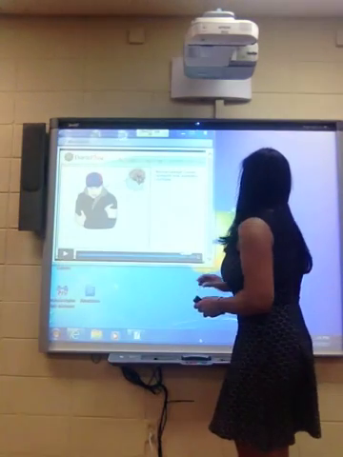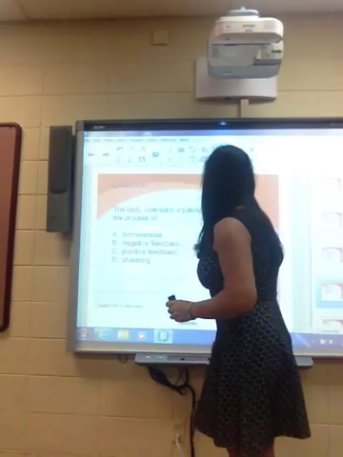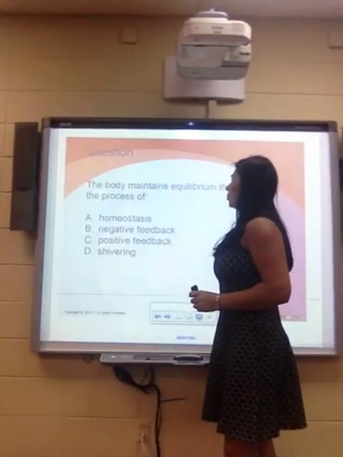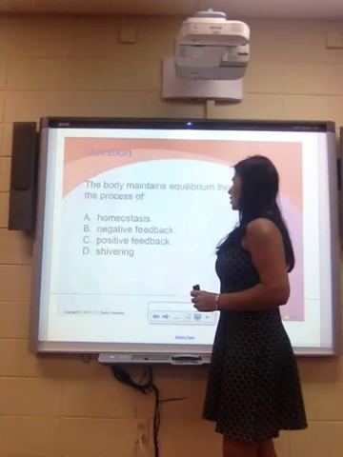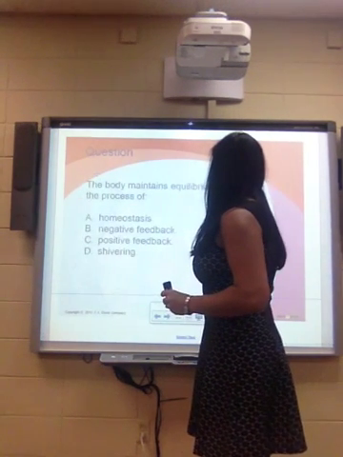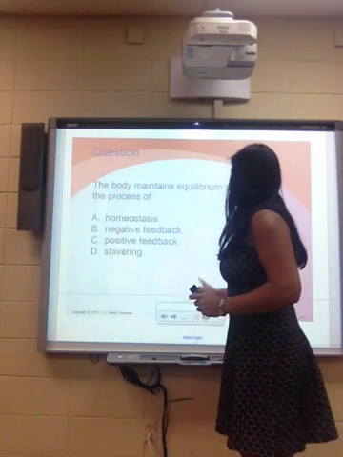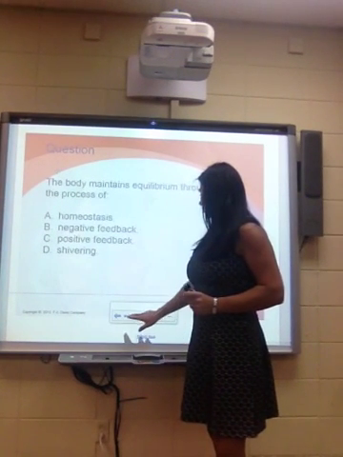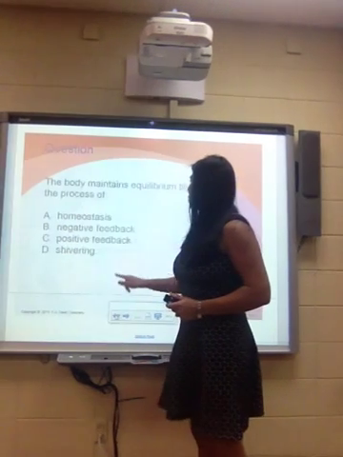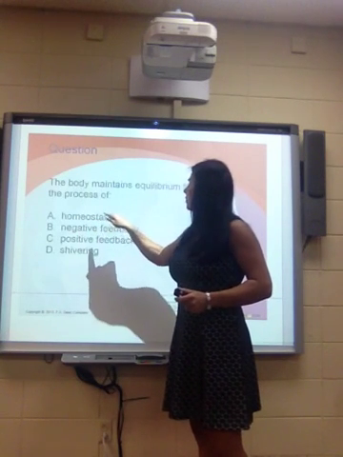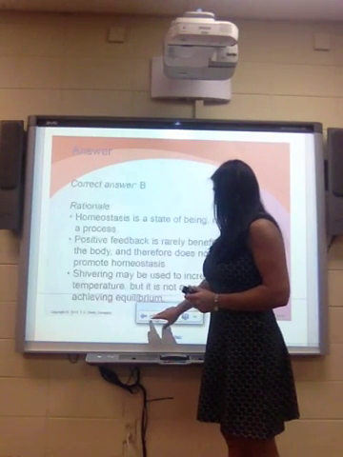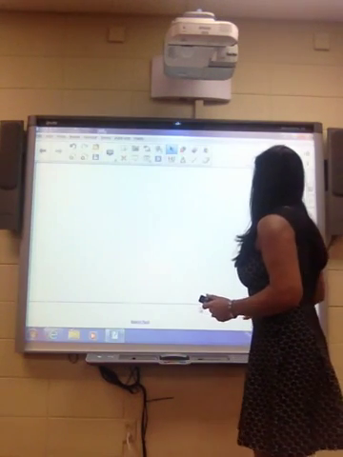So a great short video to show you what's happening with that negative feedback mechanism. So, question here, equilibrium of what? Homeostasis, and again, the key is here, maintains equilibrium through the process. Process of what? Negative feedback, positive feedback, or shivering. So if you said B, you are correct because that is the process. The balance or the equilibrium is the homeostasis. But how do we maintain homeostasis? Through negative feedback. We will talk about that from here on out, I promise you.